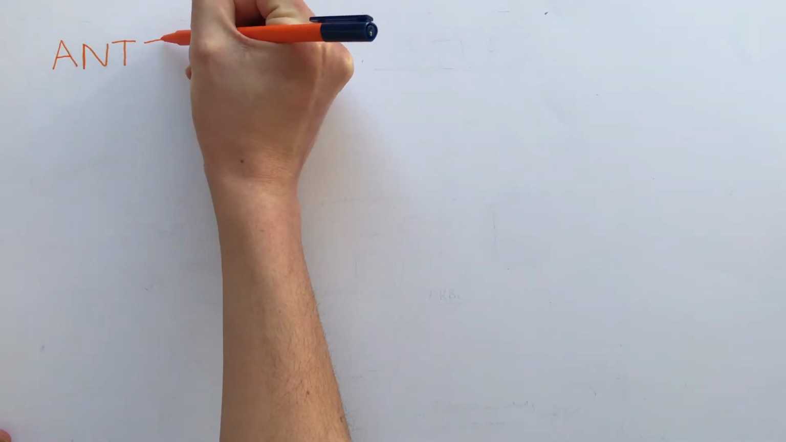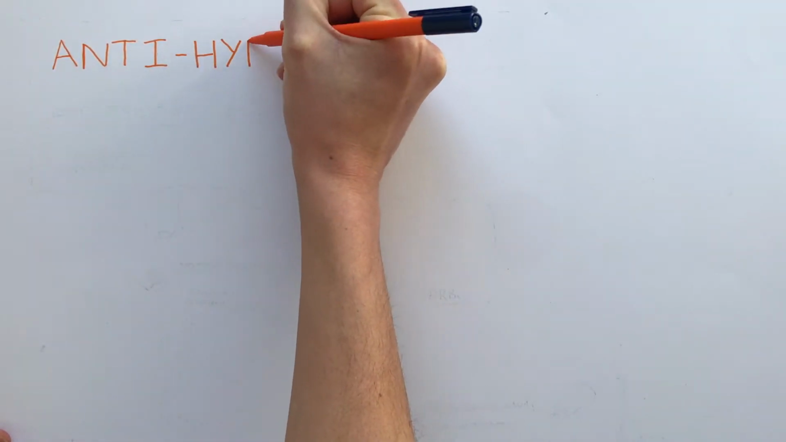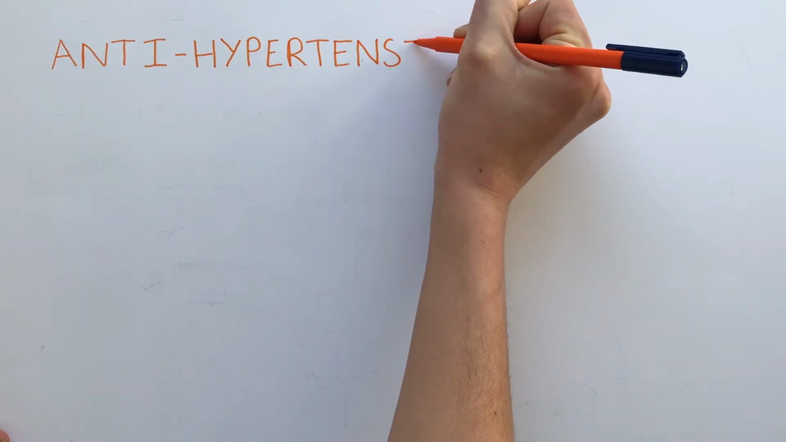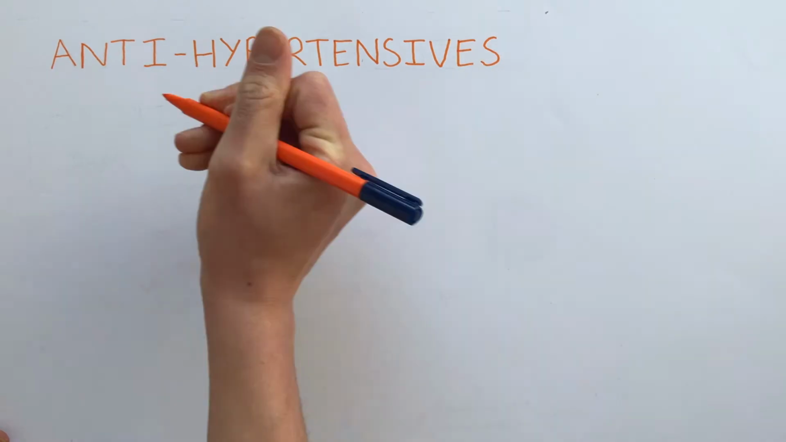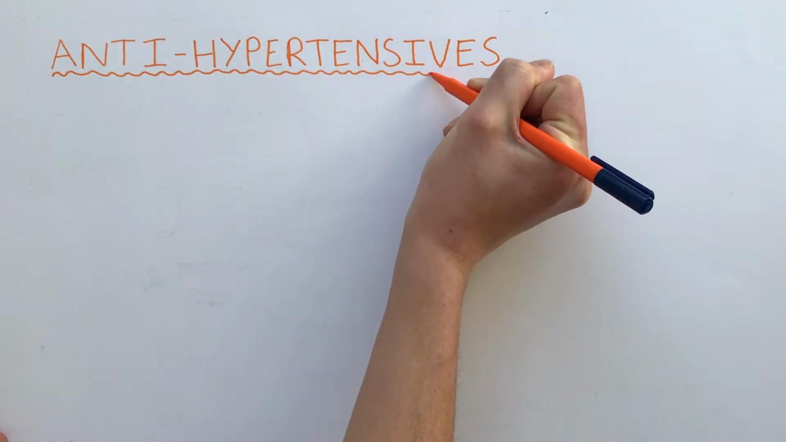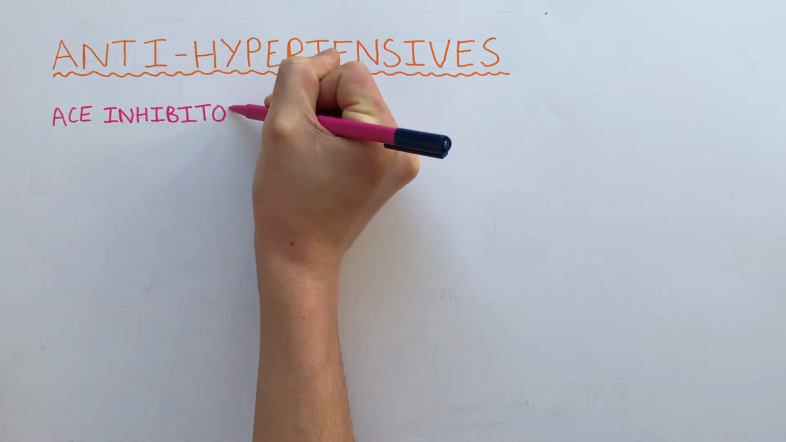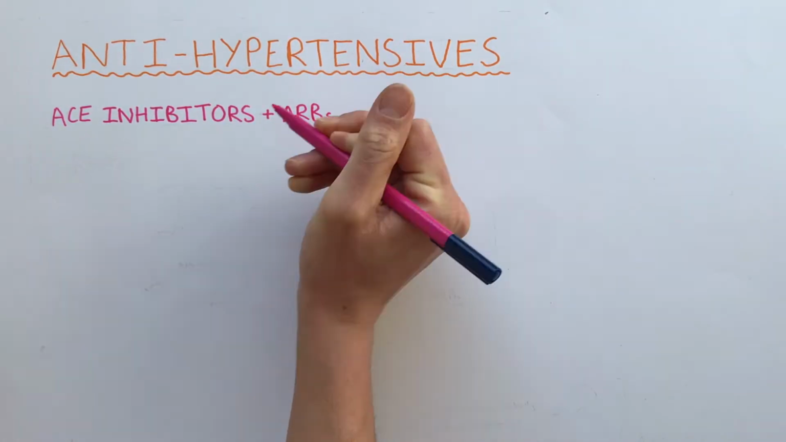Antihypertensives are used to reduce blood pressure. We are going to take each subclass of antihypertensives individually and look into their mechanisms of action, examples, side effects, and contraindications. ACE inhibitors, angiotensin-converting enzyme inhibitors, and ARBs, angiotensin receptor blockers.